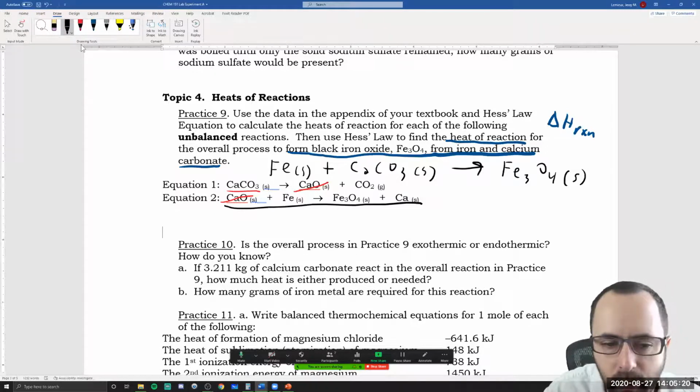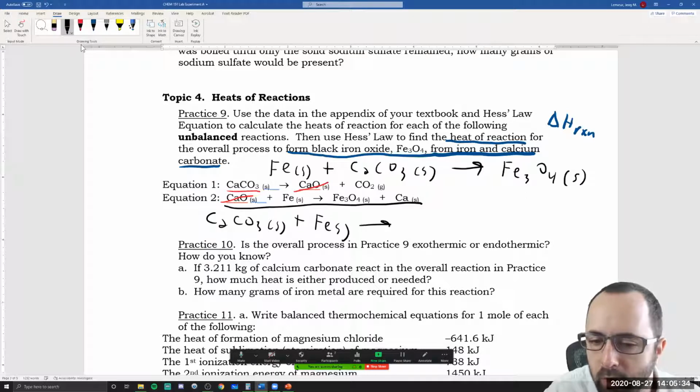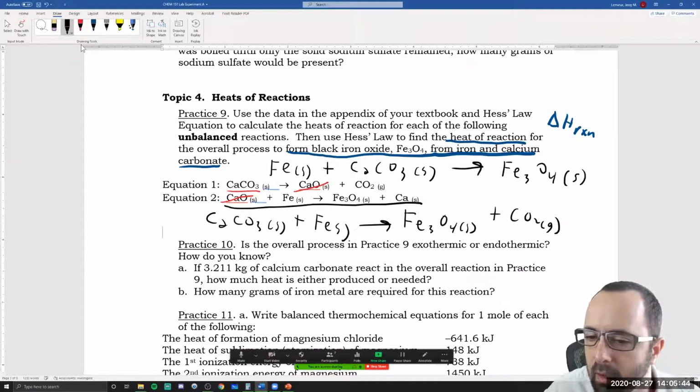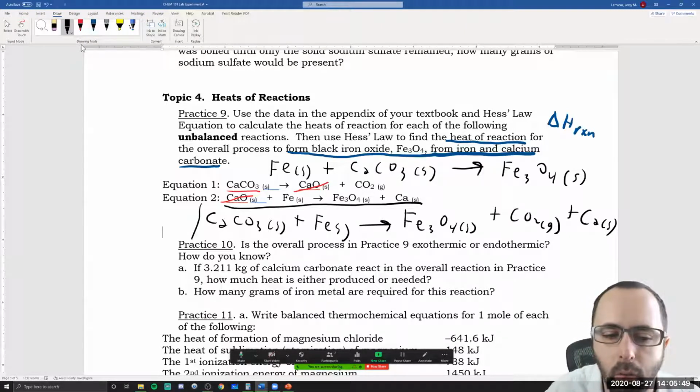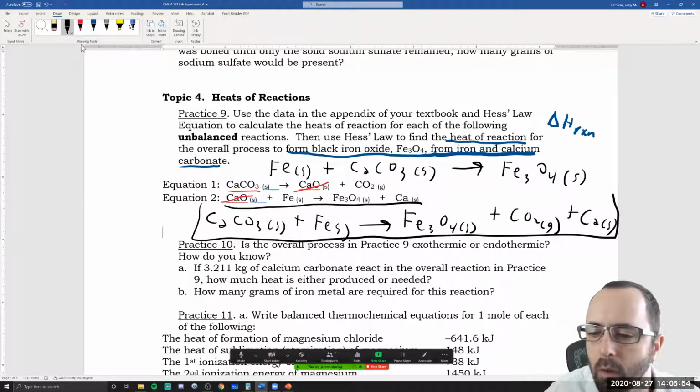So what our reaction will be, as we see up here, is the calcium carbonate, solid, that's from right here. We also have the iron from the second reaction. But for the products, we have more than just the black iron oxide. We have a couple of other products, CO2 gas and solid calcium. And so this is the overall reaction that we want the delta H for.